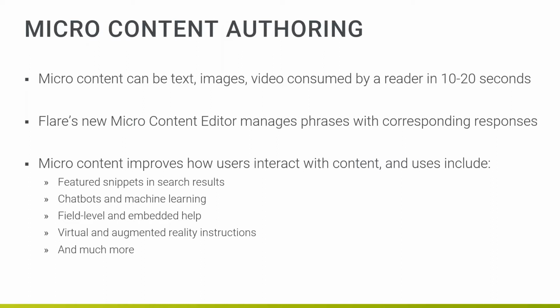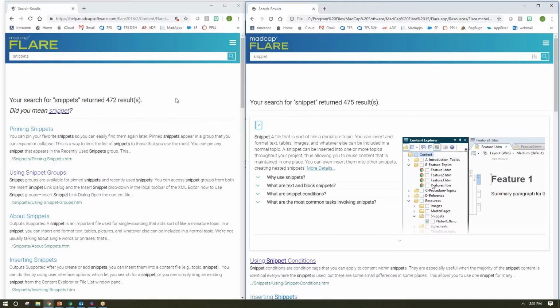So before we take a look at creating micro-content in Flare, let's look at the impact micro-content has as featured snippets and search results, and compare a search query in the old version of Flare's online help with the new one, which uses micro-content. On the left-hand side, we'll see a query for snippets, which retrieves 472 topic hits.